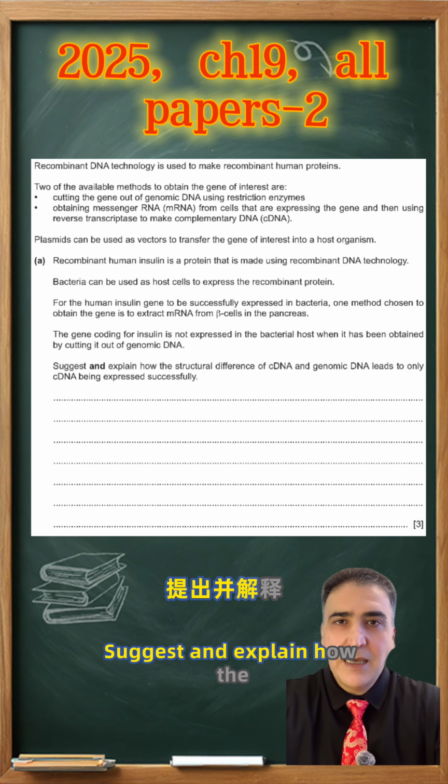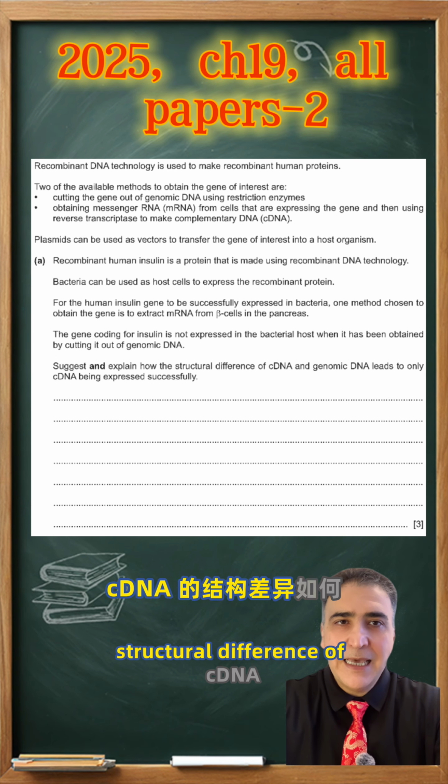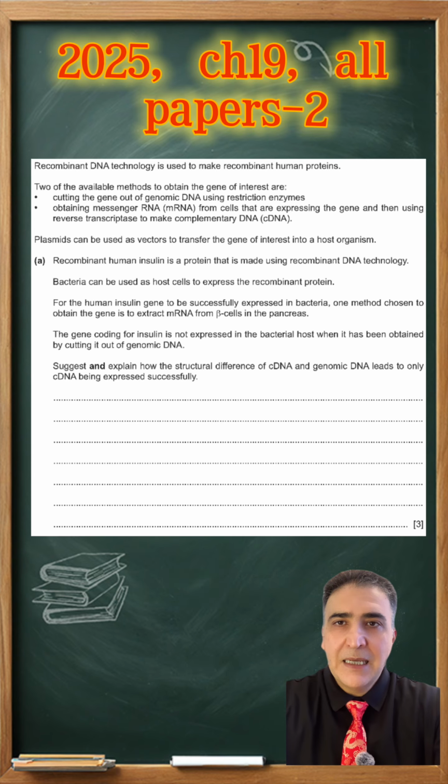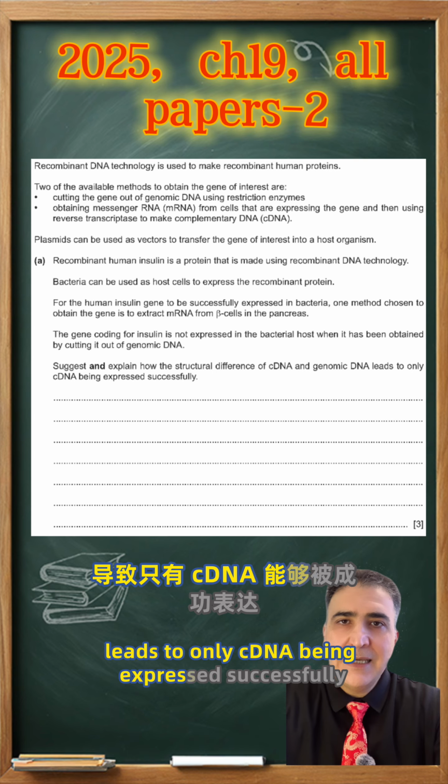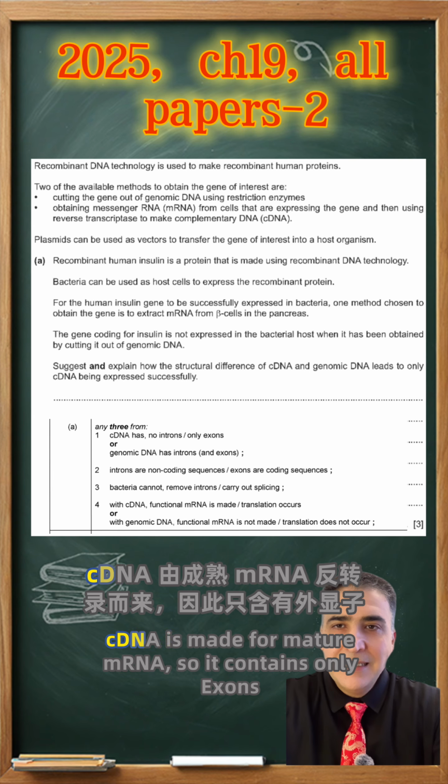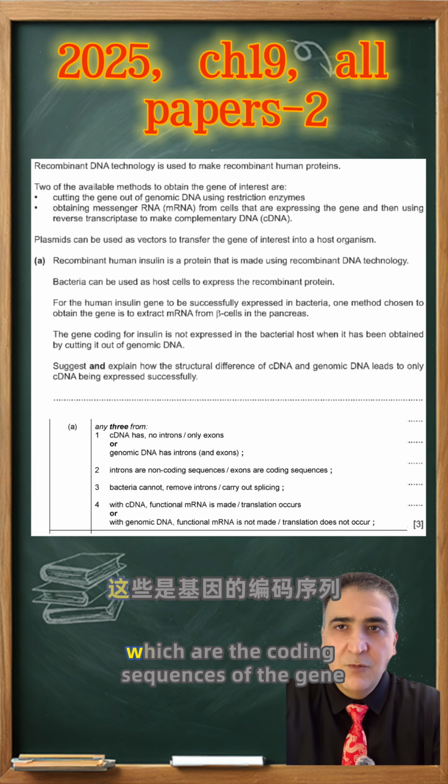Suggest and explain how the structural difference of cDNA and genomic DNA leads to only cDNA being expressed successfully. cDNA is made from mature mRNA, so it contains only exons, which are the coding sequences of the gene.